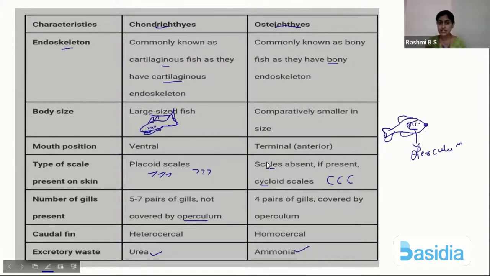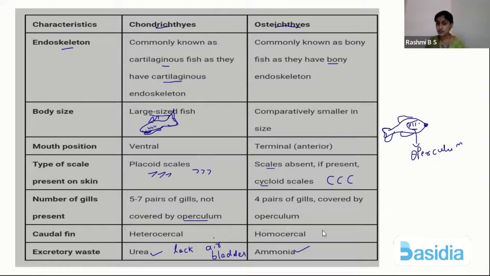One more important characteristic, children. These chondrichthyes lack an air bladder. They do not have an air bladder or air sac. That's why they need to swim continuously. If they stop swimming, they sink to the bottom.